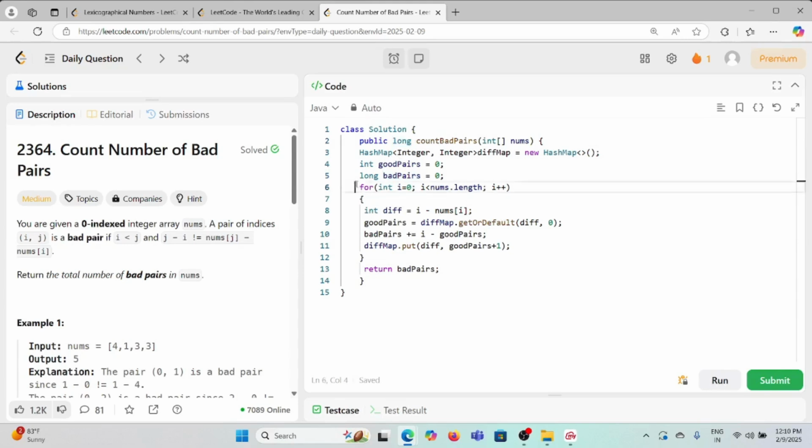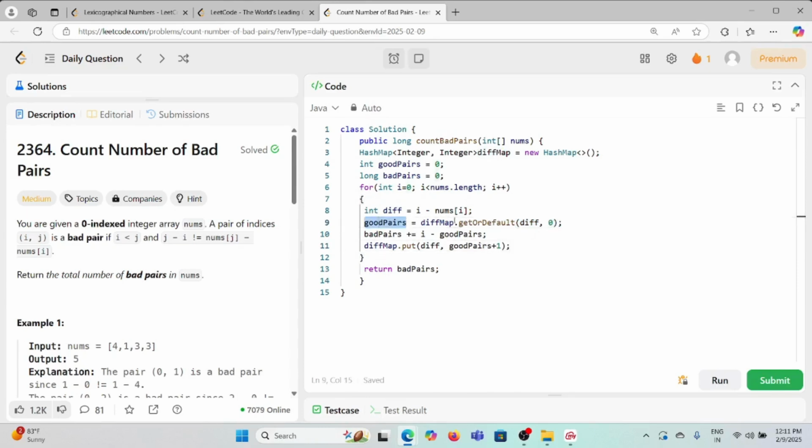See here, we are traversing through the array, and first of all we are getting diff, meaning i minus nums[i], wherever we are. Now we are getting the good pairs. This is the difference map. In this map, I am looking whether this diff has already occurred or not. If it has occurred, we get its count. Otherwise, the default value 0 is returned.